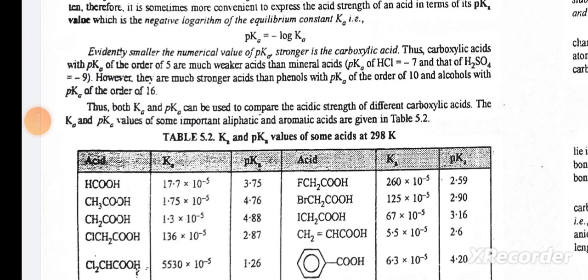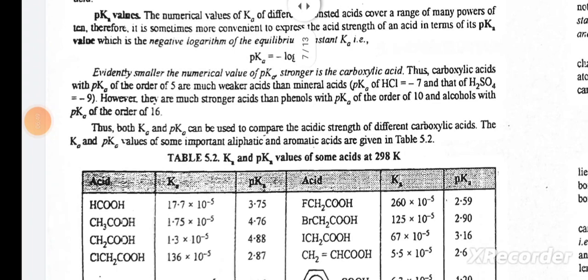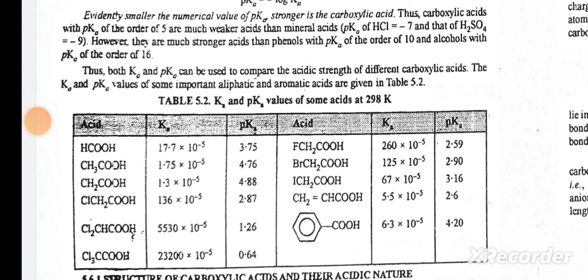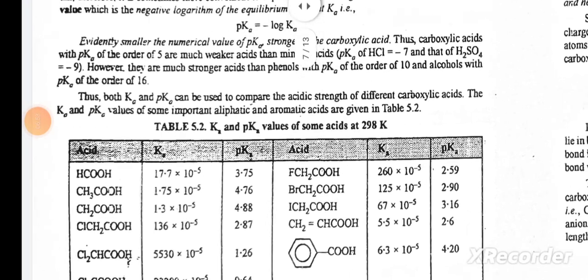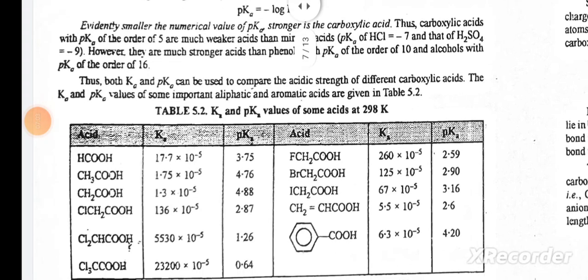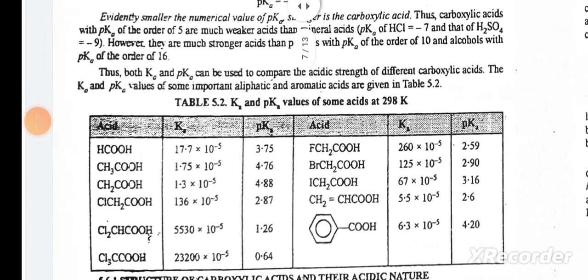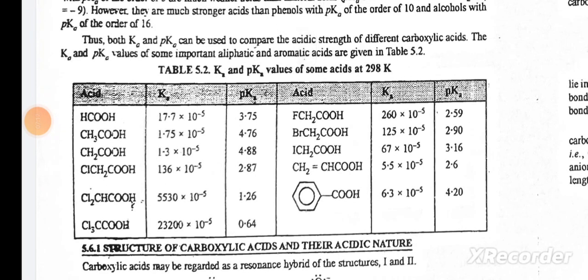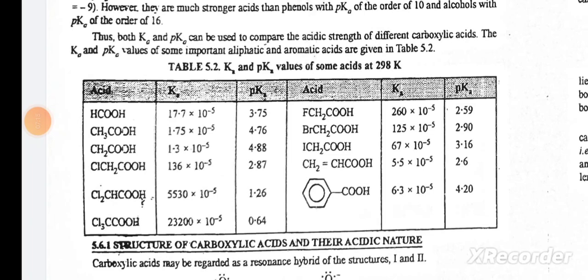Thus, carboxylic acids with pKa of the order of 5 are much weaker acids than mineral acids such as H2SO4. However, they are much stronger acids than phenols with pKa of the order of 10 and alcohols with pKa of the order of 16. Thus, both Ka and pKa can be used to compare the acidic strength of different carboxylic acids. The Ka and pKa values of some important aliphatic and aromatic acids are given in Table 5.2. Table 5.2: Ka and pKa values of some acids at 298 Kelvin. Look at this table.